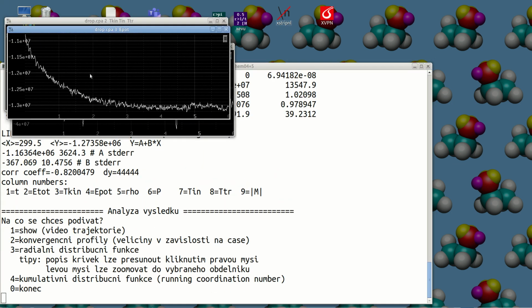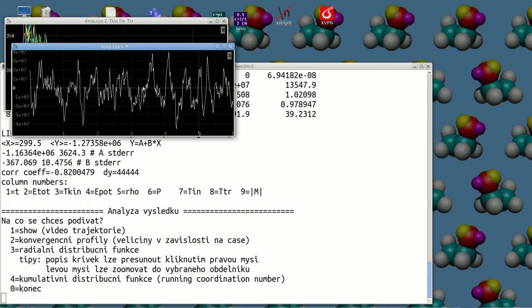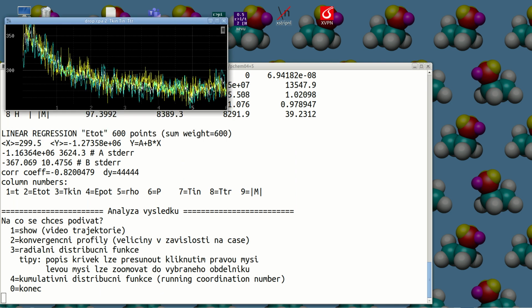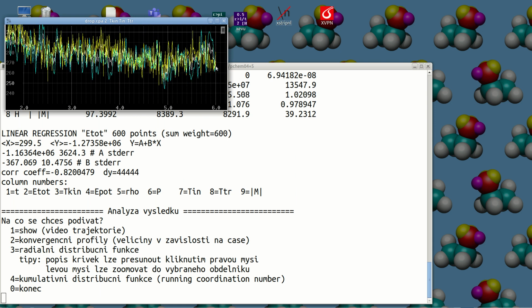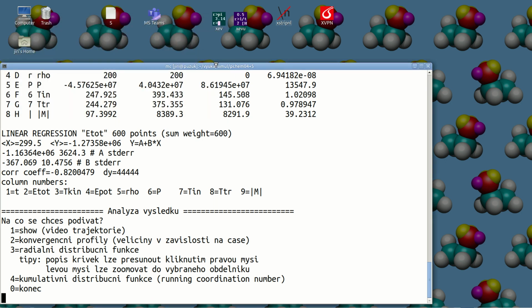Okay, so let's have a look at the convergence profiles. We can see that the potential energy decreased, so at this moment it can be considered as equilibrated. The temperature is about the 270 that was set at start.